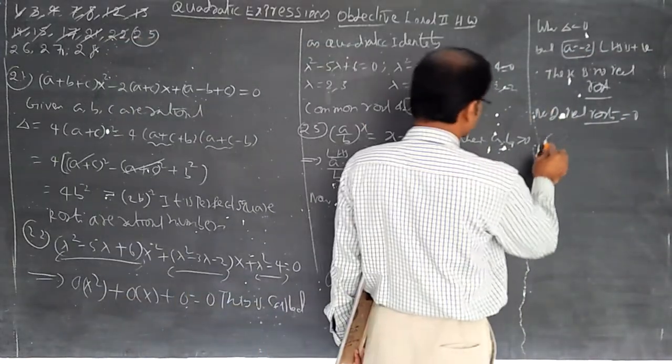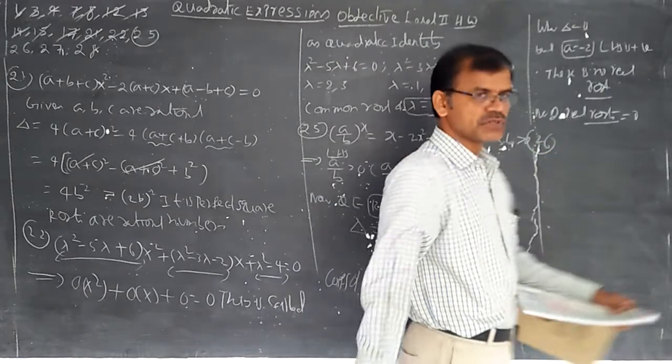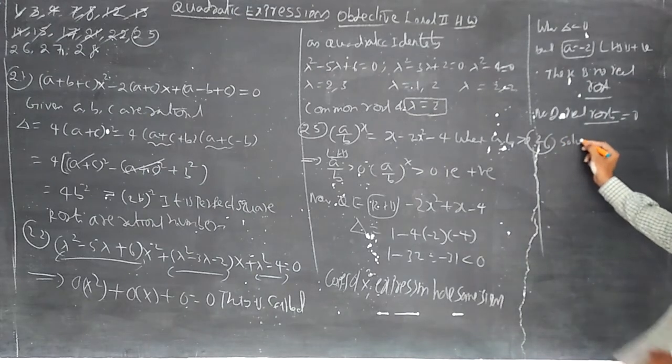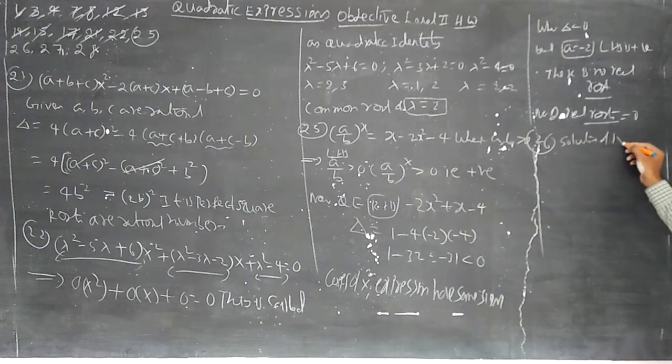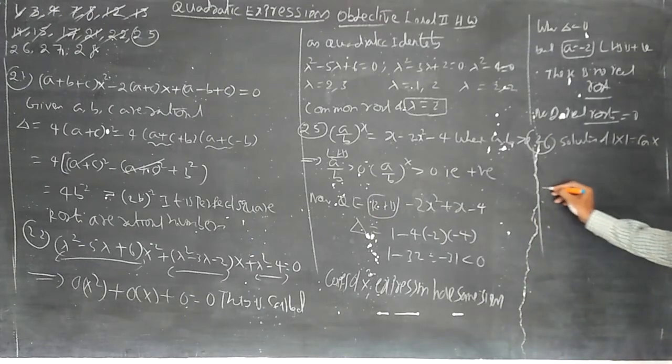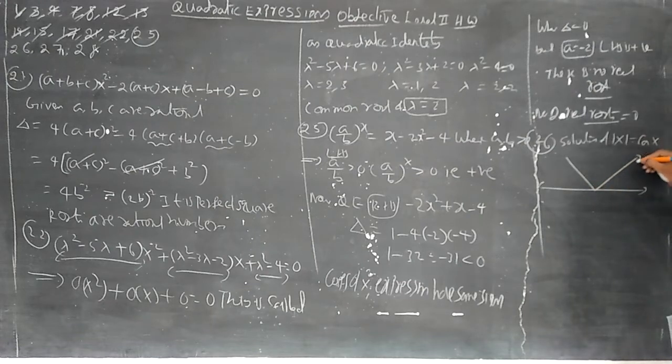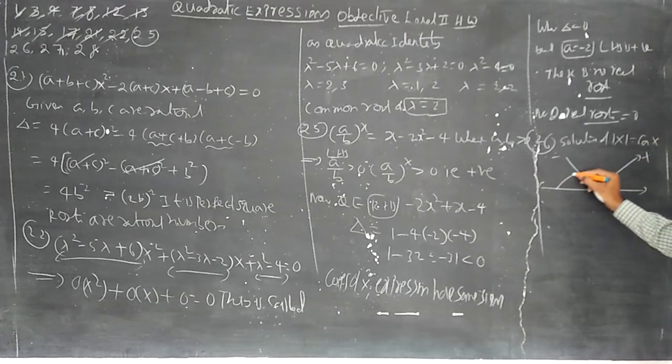Now, 26th question. It is an advanced question. You can understand easily. Number of solutions of mod x is equal to cos x. Students, he is not giving us any interval. So you can understand here, the mod x graph is like this. This is the plus case and this is the minus case. The cos x graph is also an oscillating graph like this. So there is no interval. Simply I am discussing with you.